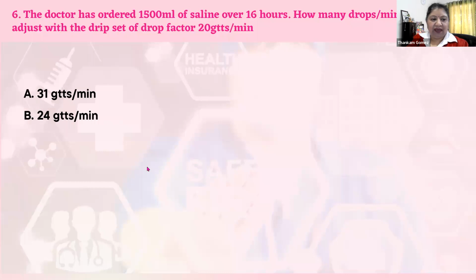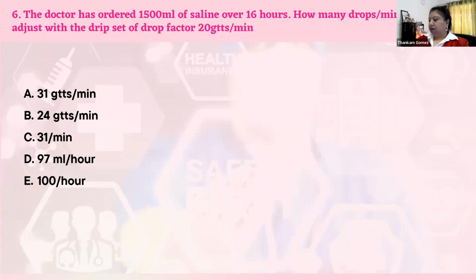Okay, 31 drops, 24 drops, 31 per minute. Now I put here 131 per minute, 97 ml per hour, 100 per hour. Now it's very important what the order is. The question is about drops, so the answer will also be in drops only. Very important for you to notice that when you are giving an answer, always remember to specify the unit. 31 drops per minute. So how will you calculate?